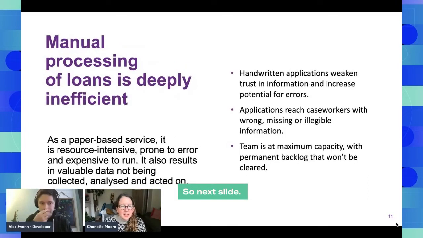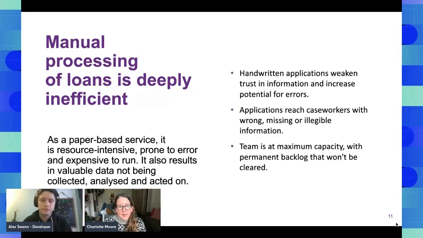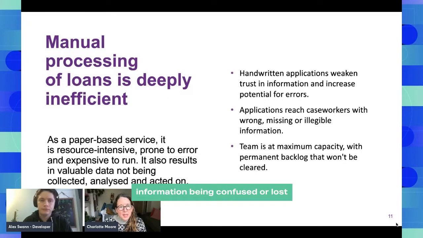So next slide. Then the flip side of this is we mentioned that the paper form wasn't great for refugees. It also wasn't great for the operational team. So it was prone to error, things to do with handwriting not being understood or fields being missed out, information being confused or lost, and actually the operations team, the admin team, were having to enter information into our own digital systems once they were receiving the paper form. So really not ideal. And also the fact that we weren't really benefiting from learning about who was applying for the loan, where they were, and what they were using the loan for. So we were missing a lot of insight there.